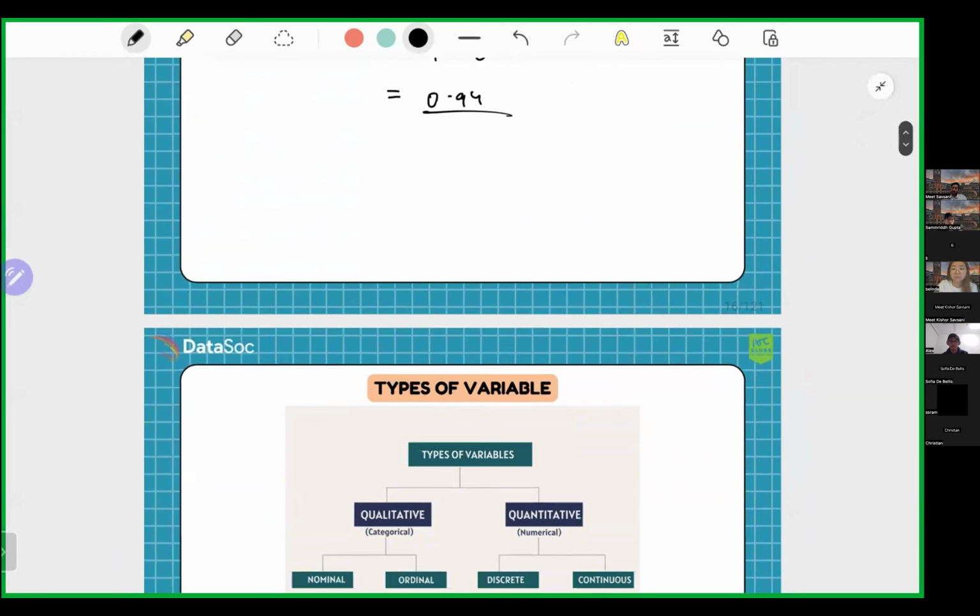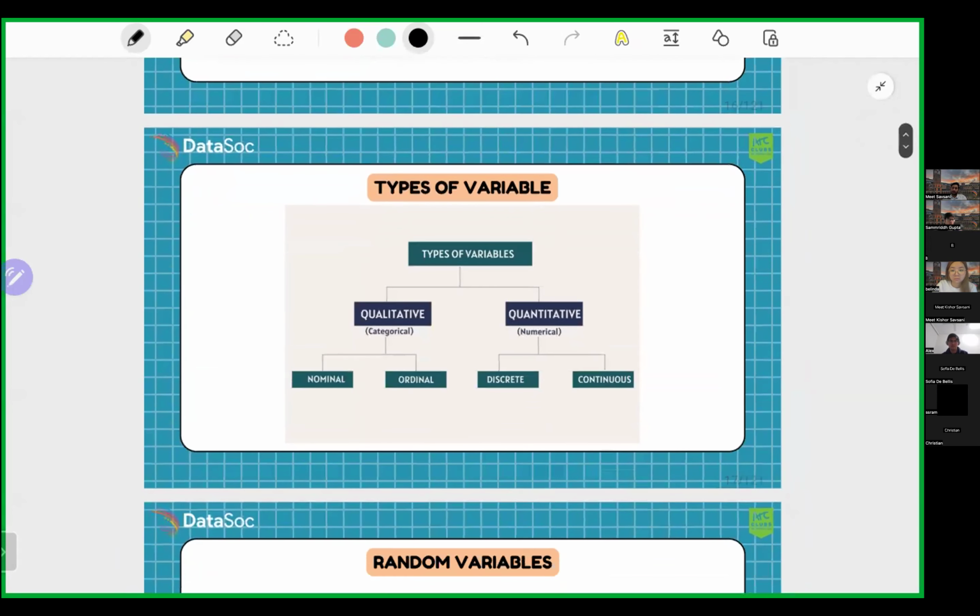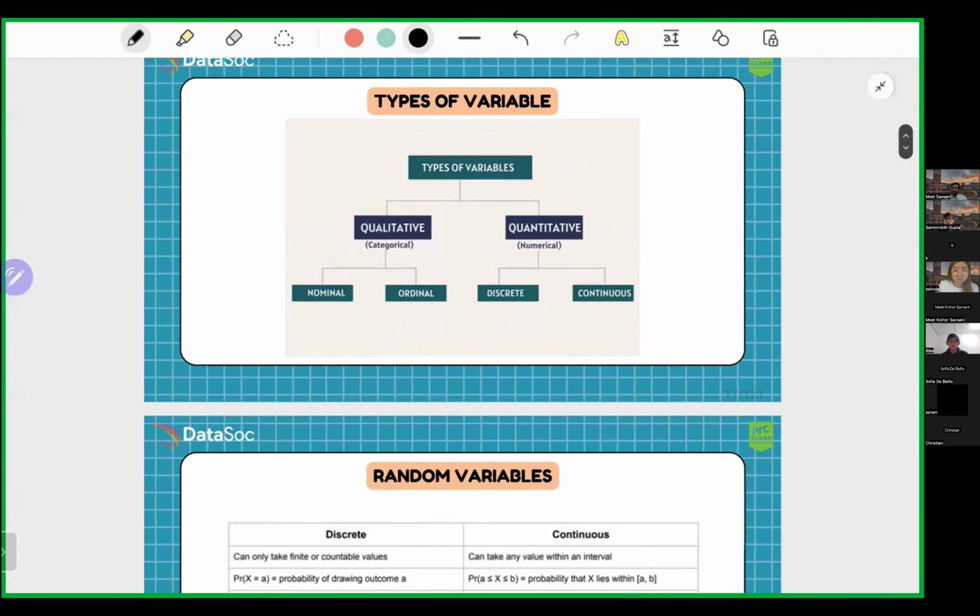Do you guys have any doubt? No? So I'll pass on to Alex to further explain random variables and different distributions. Thank you.